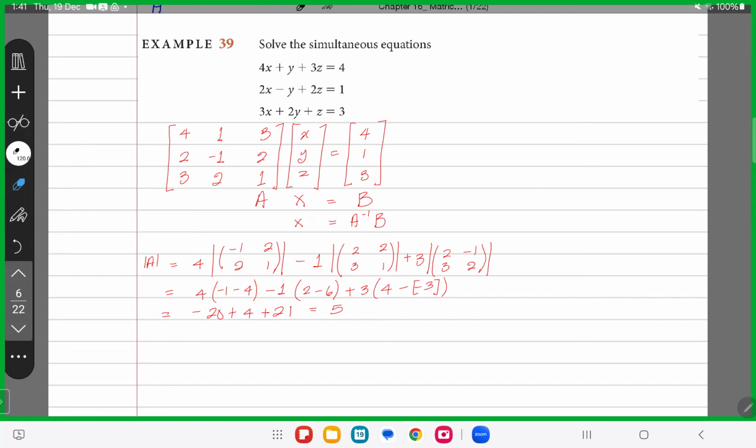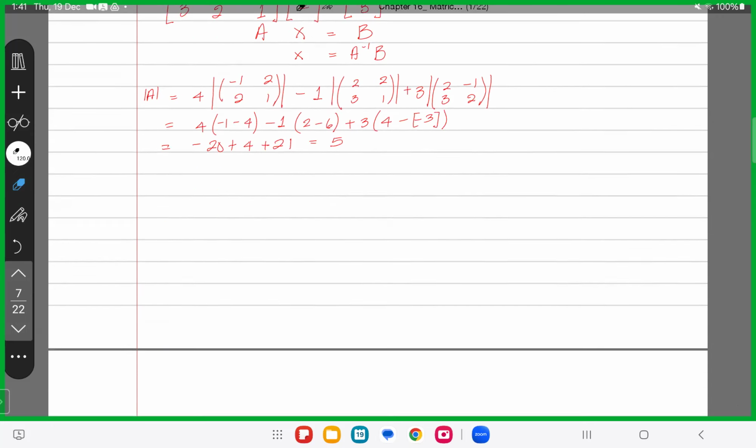If I'm going to get the inverse of A, I'm going to need the matrix of cofactors. To get the matrix of cofactors, I need the cofactor of every element in matrix A. So let's go through the process of getting that.